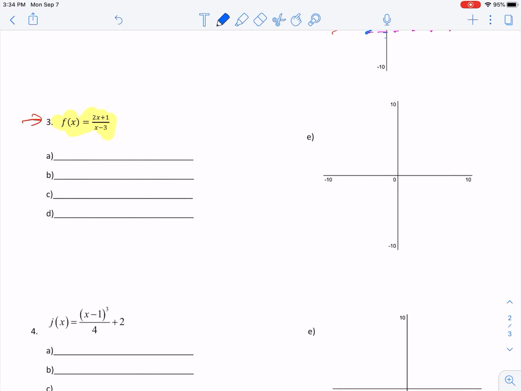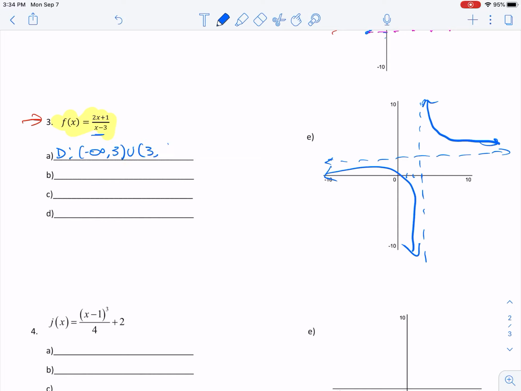What's the domain? Well, asymptote at 3. Horizontal asymptote is at 2. Rational function, you've got to remember those. It's been a while. My graph is going to do this, and it's going to do this. Its domain is negative infinity to 3, and 3 to infinity.